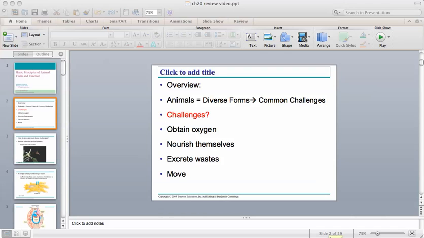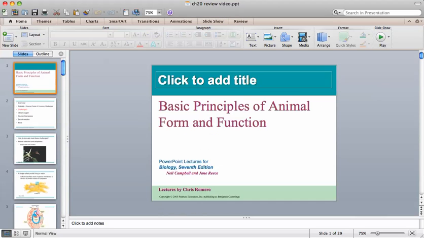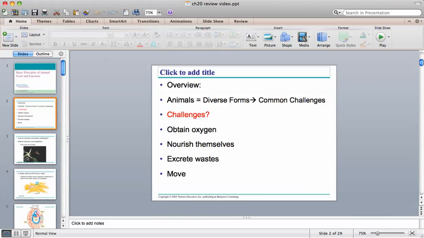Animal form and function. In this chapter, we're going to be taking a look at some of the basic principles of animal form and function. And the thing I really want you to keep in mind here is that although animals come in many different forms and have many different challenges, there are some common themes that we see with all animals, and these include, but aren't limited to, the items listed here on the screen.